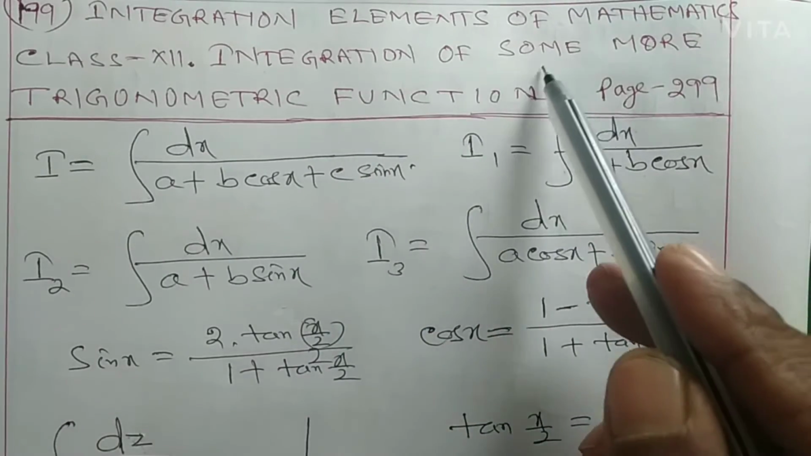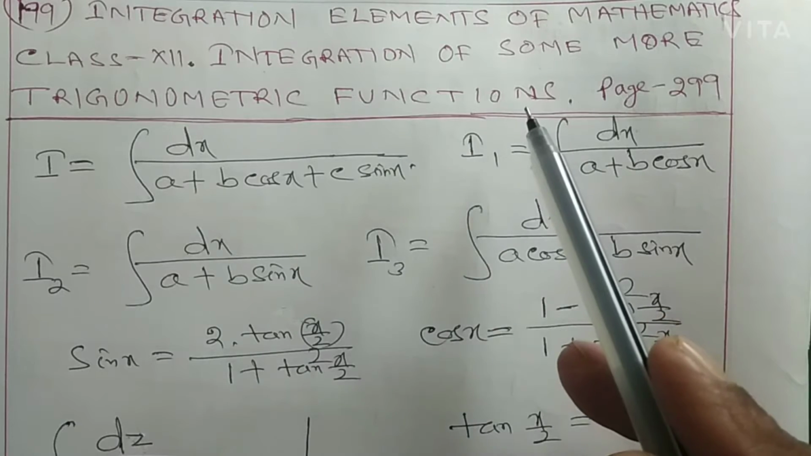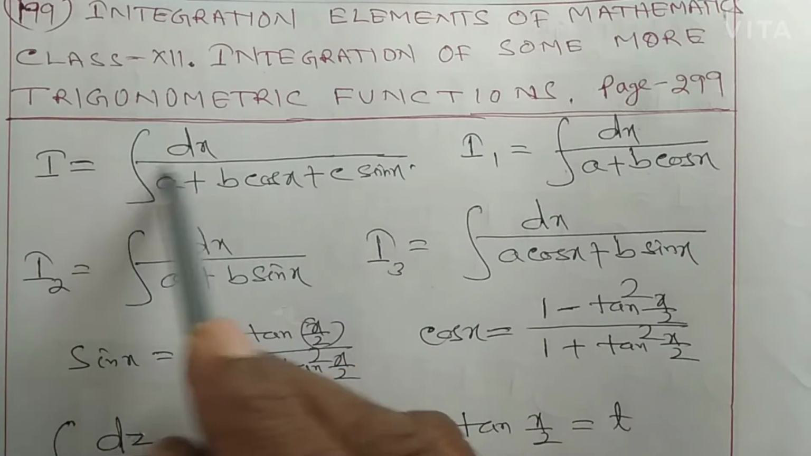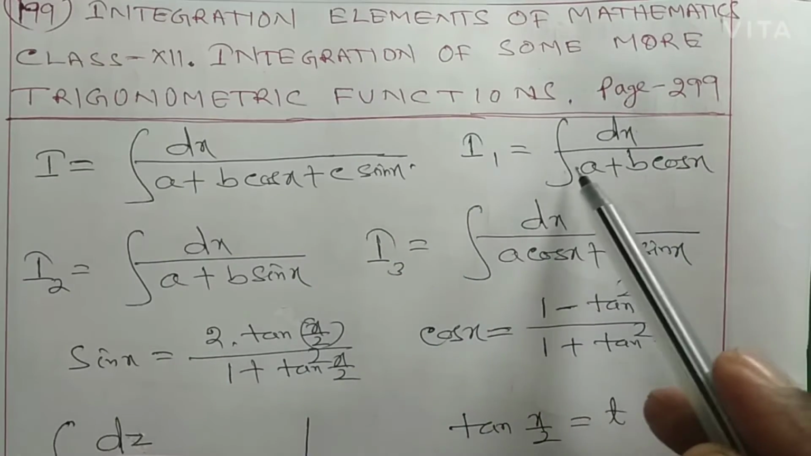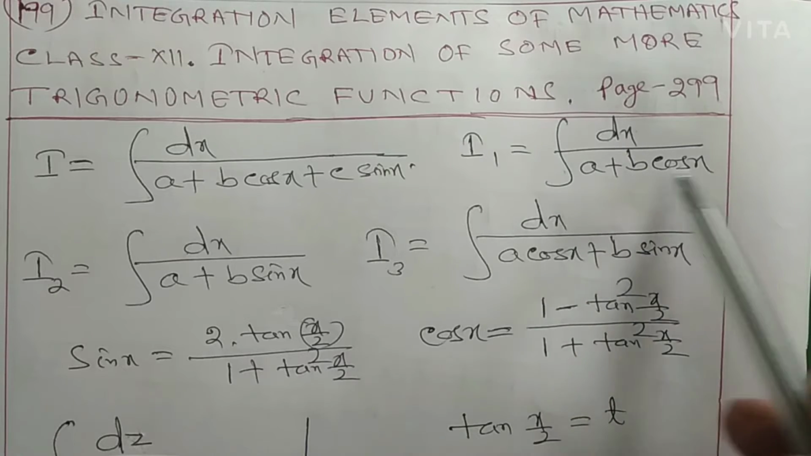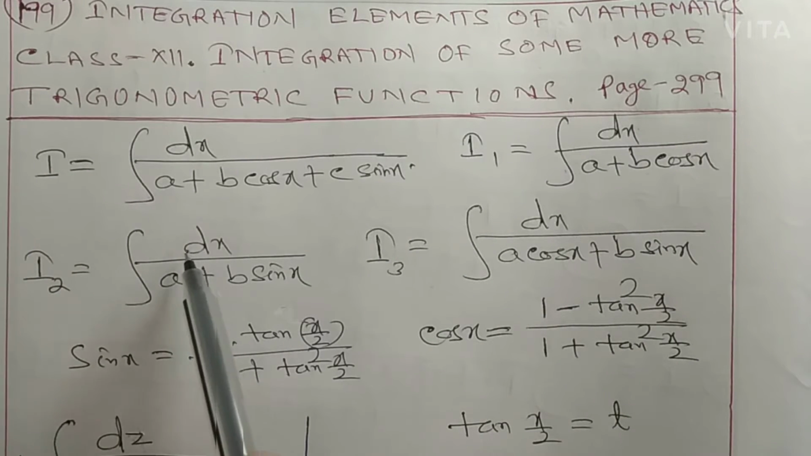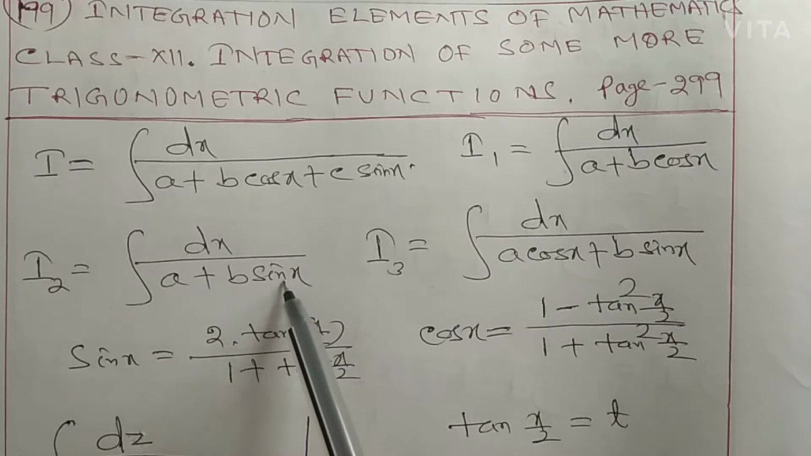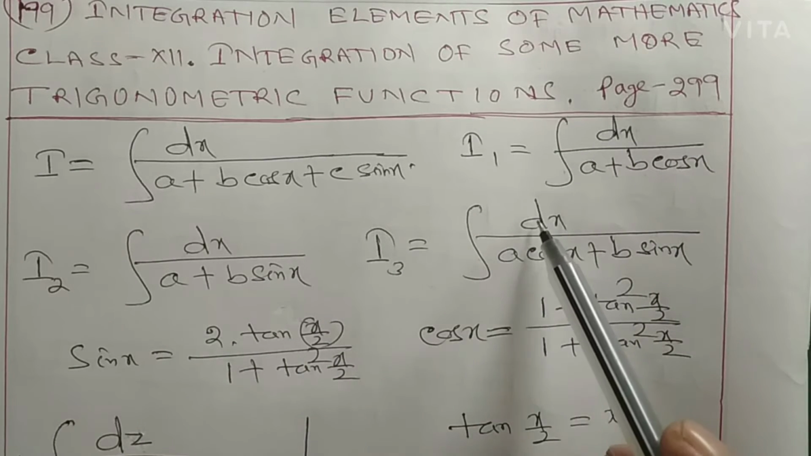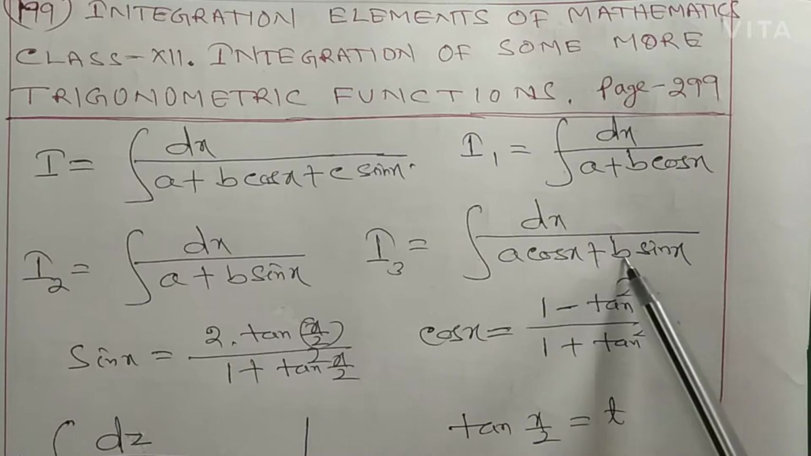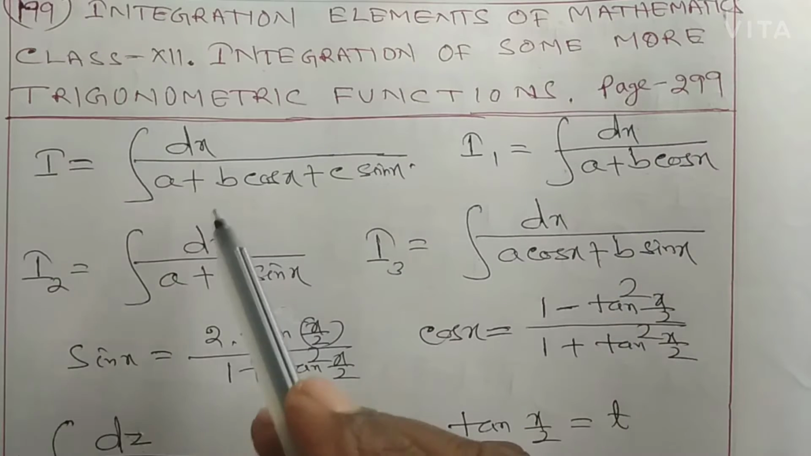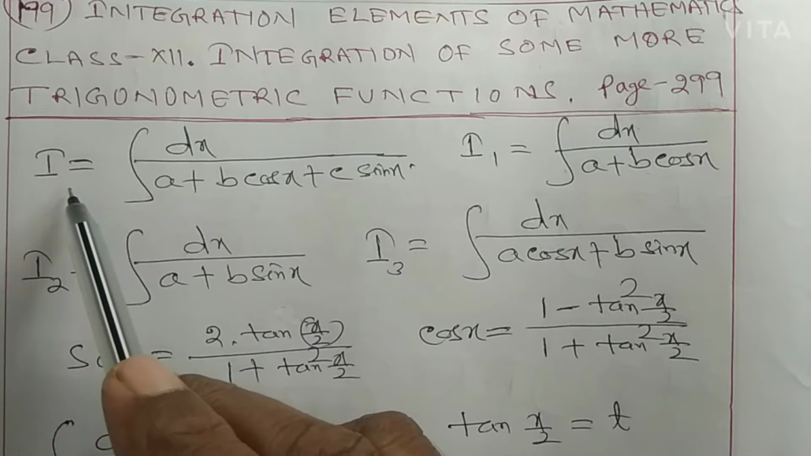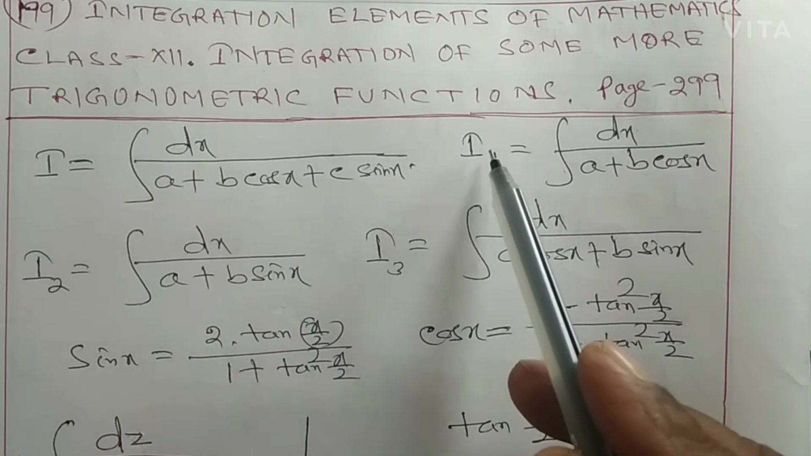In this video, we will discuss integration of some more trigonometric functions. I is equal to integration of dx by a plus b cos x plus c sin x, and I1 is equal to integration of dx by a plus b cos x, and I2 is equal to integration of dx by a plus b sin x, and I3 is equal to integration of dx by a cos x plus b sin x. Here I1, I2 and I3 are particular cases of I, and I is the general form of I1, I2 and I3.